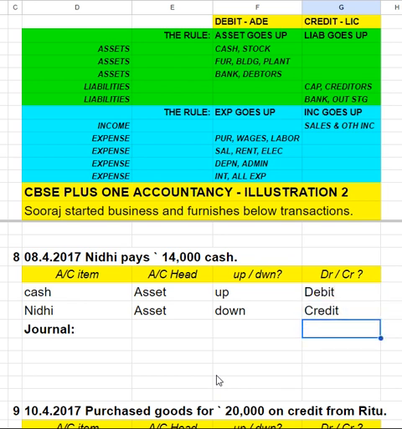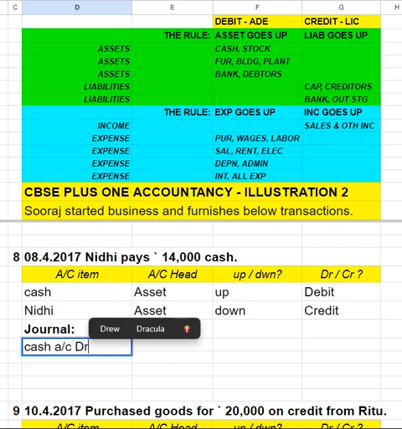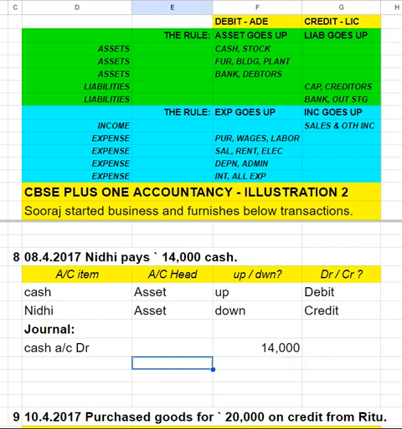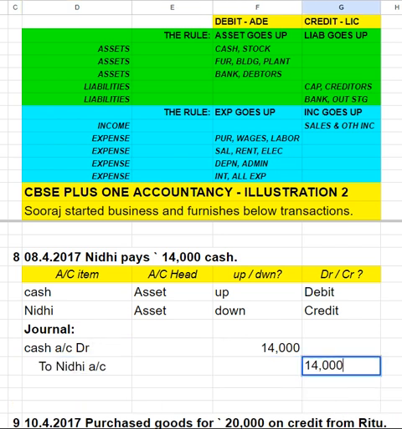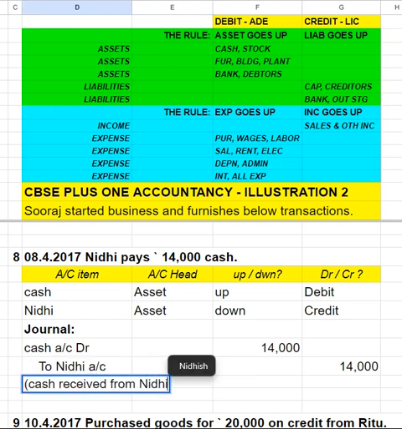See, now it's very smooth or straightforward. See, so we have to remember. I have to repeat it. Sorry, but remember the asset head. Whenever it goes up or goes down, what we have to do, and what are the possible accounts in each account head. Okay, now the journal entry is cash account debtor. How much? 14,000 to Nidhi account. That means cash balance going up and Nidhi is paying. So cash received from Nidhi. That's all.